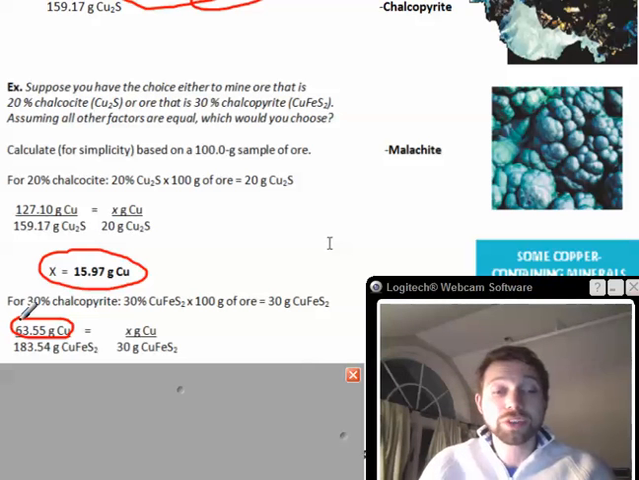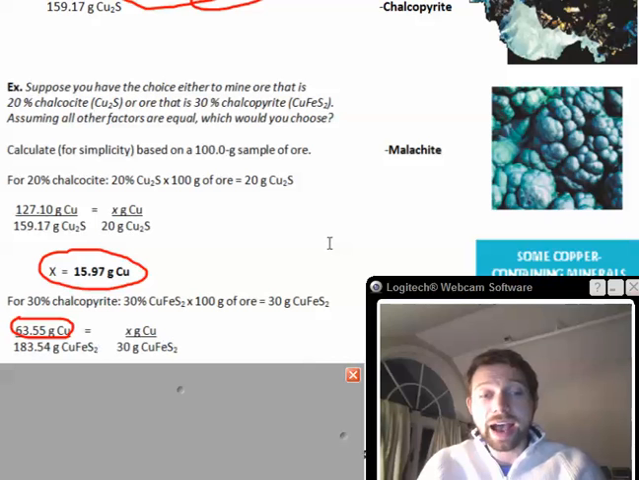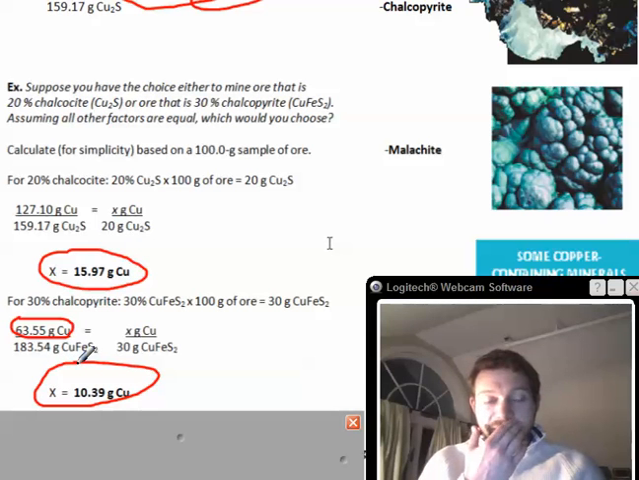Once we get the percent composition, we have to create a proportion because we don't have 183.54 grams of this chalcopyrite. We don't have a full mole. What we have is only 30 grams. So out of 30 grams, how much is copper? Create a proportion, cross multiply, and you will get 10.39 grams. So which one would you choose?